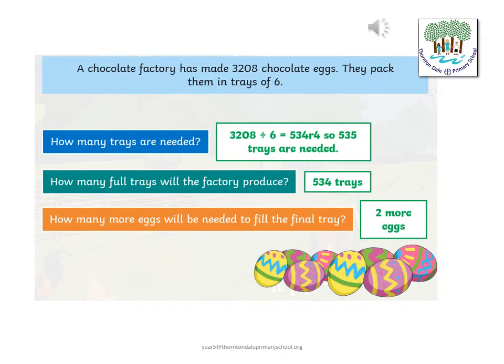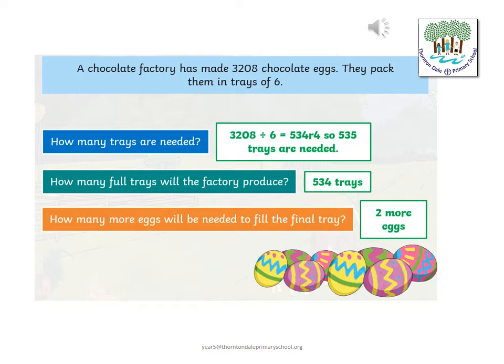That's how we calculate remainders, but the most important thing is that we understand what they mean and how they work. So for example, if we had a chocolate factory which was making chocolate eggs, and let's say they made 3,208 chocolate eggs, and they pack them in trays of 6. So if we wanted to know how many trays were needed, we could divide our dividend, which is 3,208, by our divisor, which is 6. Now if we use the bus stop method, that would give us the answer of 334 remainder 4.